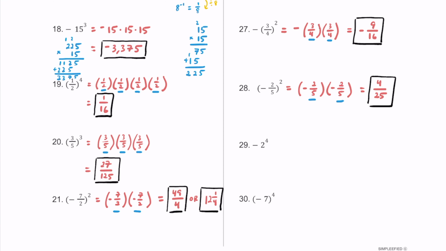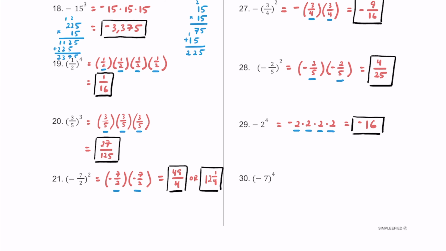For number 29, we have negative 2 raised to the 4th power, so we do have a negative, and we have a 2 times 2 times 2 times 2. Keep in mind that negative does not apply to all the 2's, okay, just the first one. So 2 times 2, that's going to be 4. 4 times 2 is 8. 8 times 2 is 16. Because we had 1 negative in the problem, that's negative 16. So that's what negative 2 raised to the 4th power is if there's no parentheses.